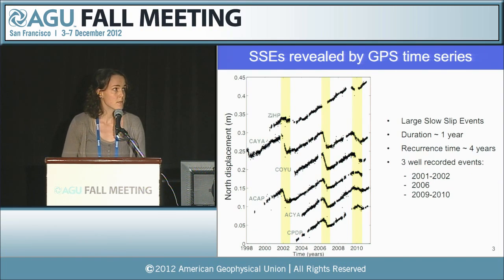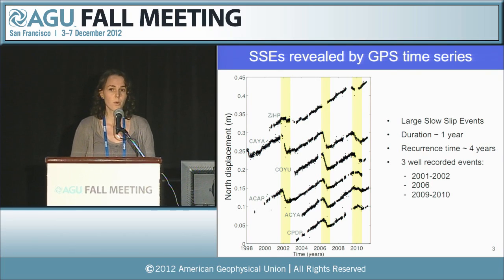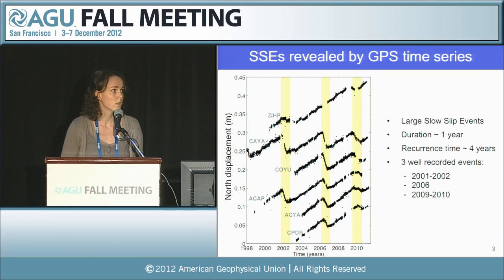GPS time series revealed the existence of large transient deformation. This figure shows an example of the recording for the north component with respect to the fixed North American plate. We can see the motion toward the north during the interseismic period and episodes of slow slip where the motion is toward the south. This corresponds to the slow slip events, and the characteristics are the following.